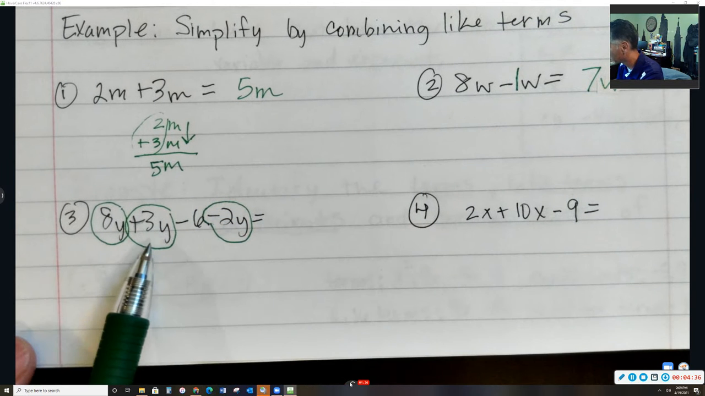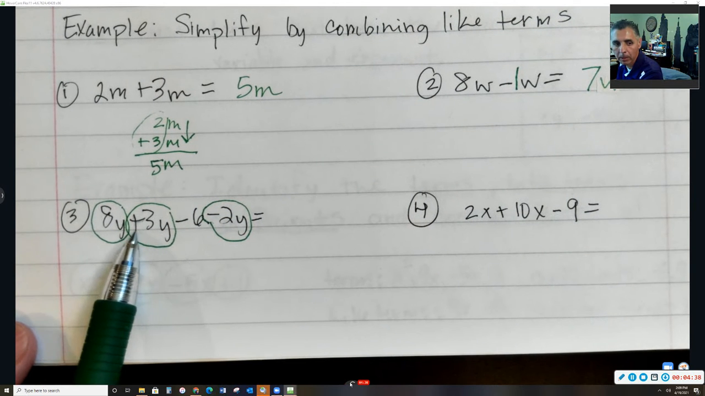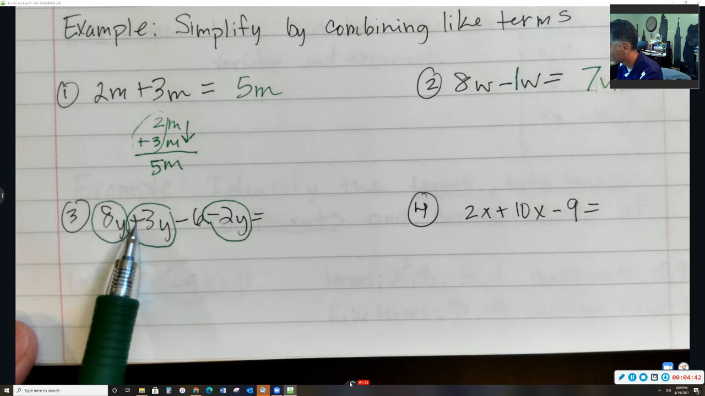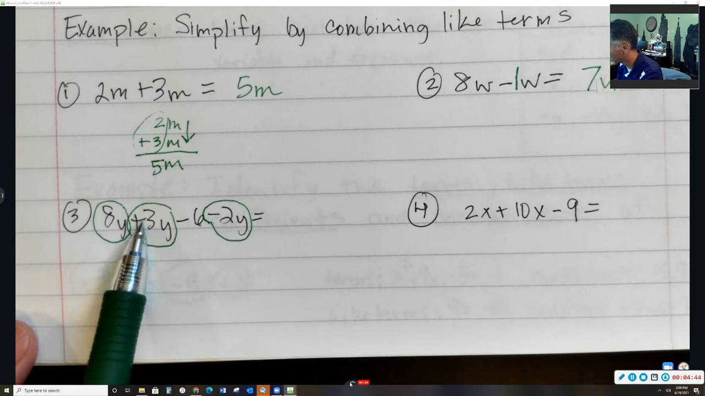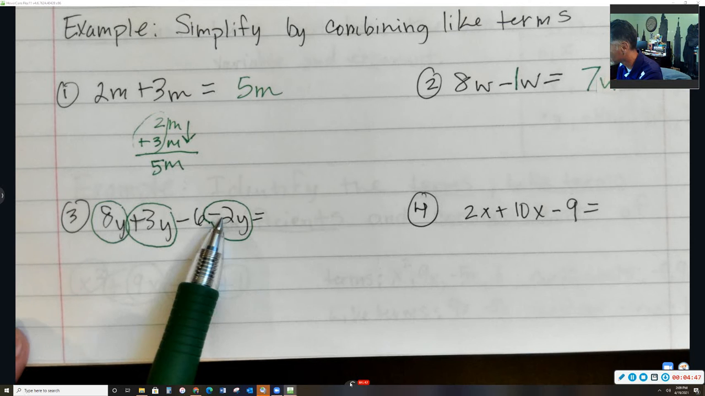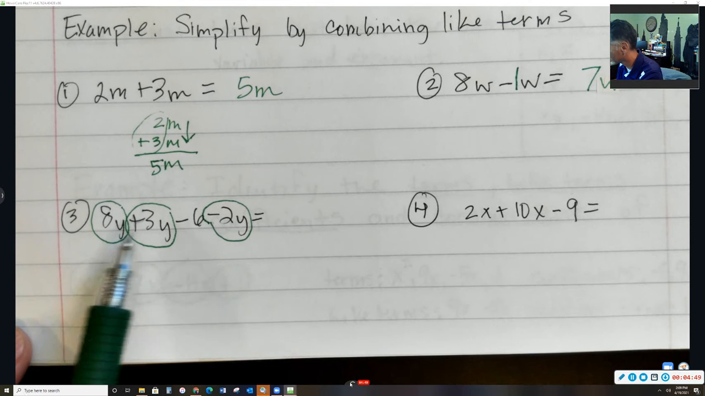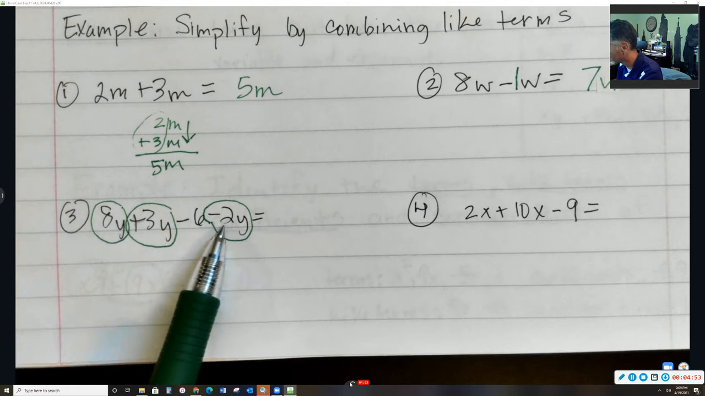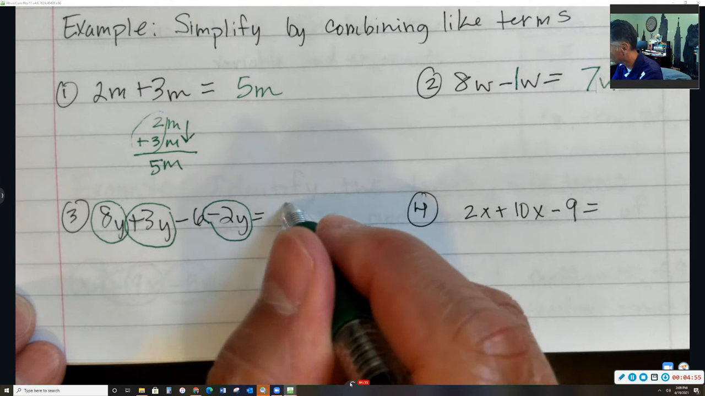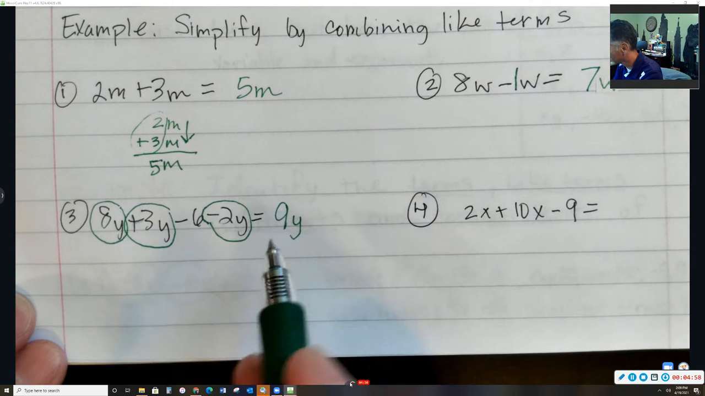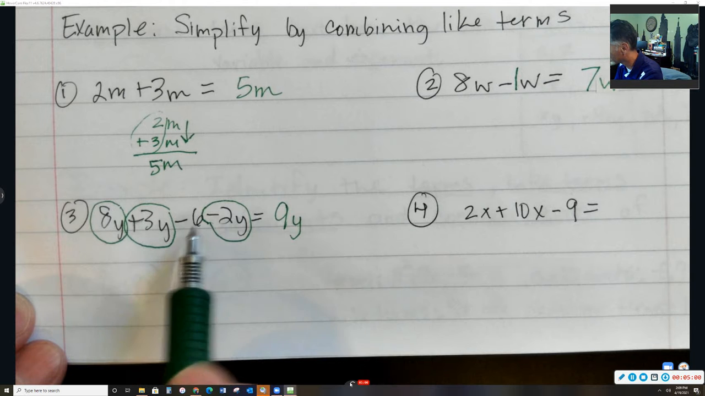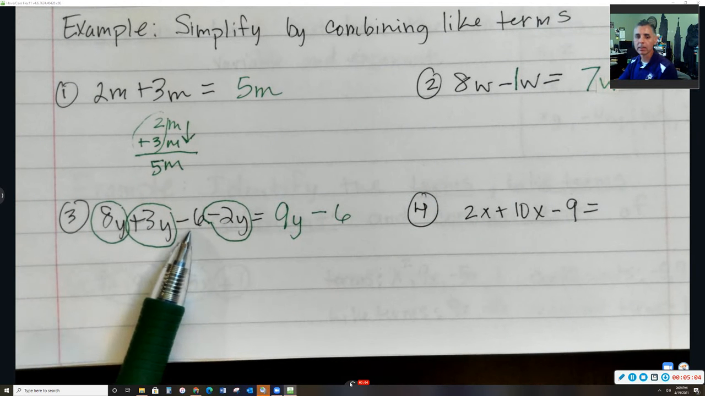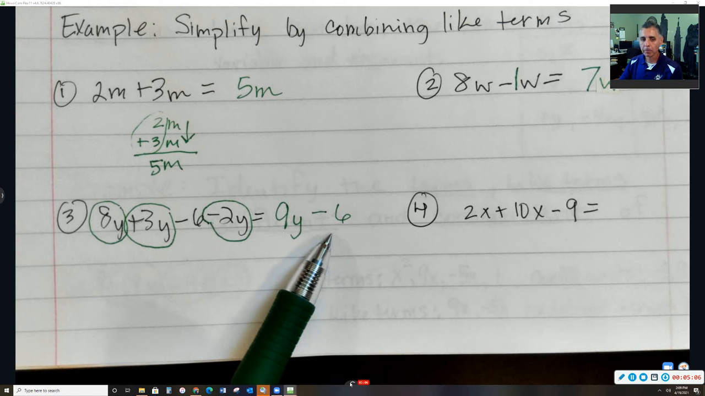And remember, whenever you circle a term, whatever sign is in front, that's the sign that goes with it. So this is like 8 plus 3 take away 2. And it's all y's, right? So if we go 8 plus 3, that's 11. 11 take away 2 is 9. I know I have 9y. The only other thing left over is that -6. And there's nothing you can combine that -6 with, so that one just comes over. Okay.